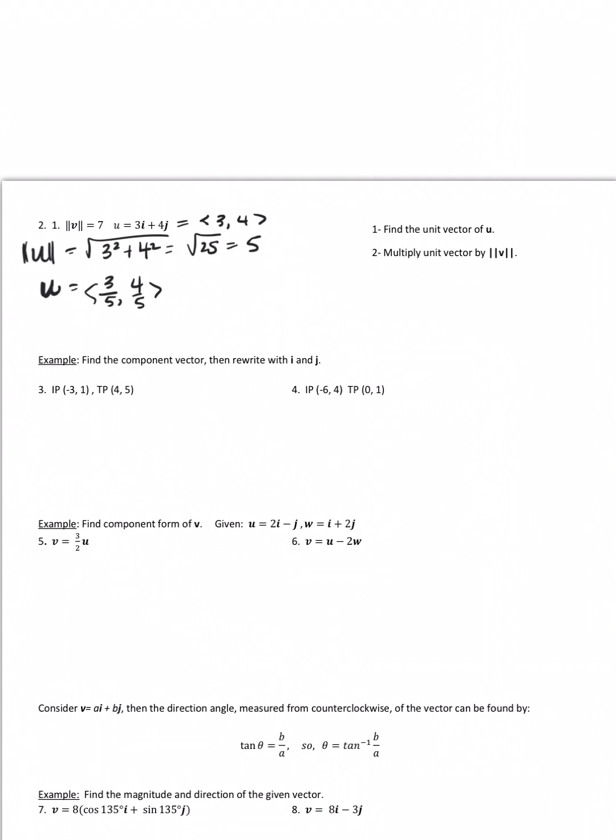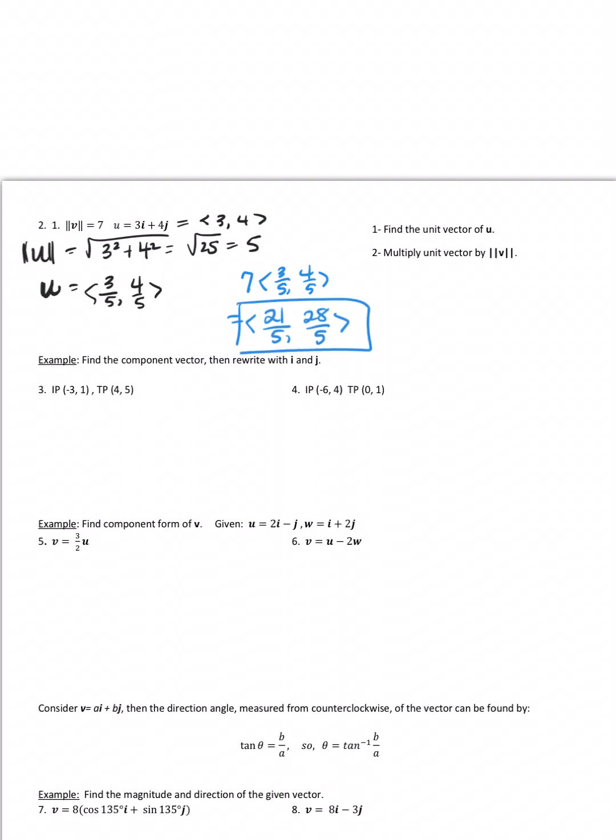Then it wants me to multiply by the scalar of the magnitude. So I'm doing 7 times 3/5, 4/5. And then my answer would come out to be 21/5 and 28/5. Yes, it's a fraction, but it's still okay. All right?